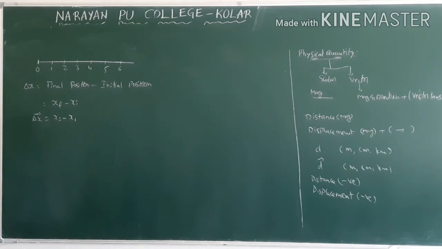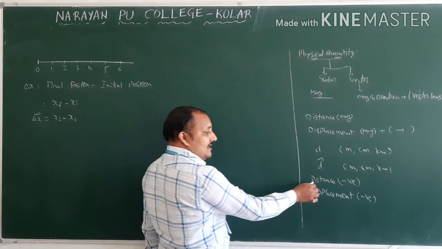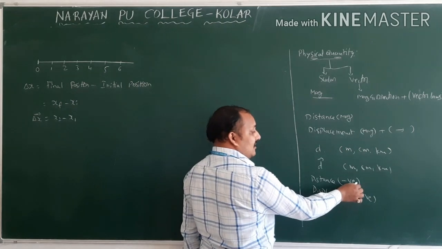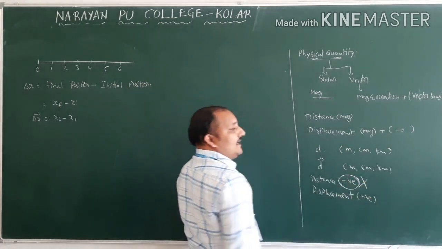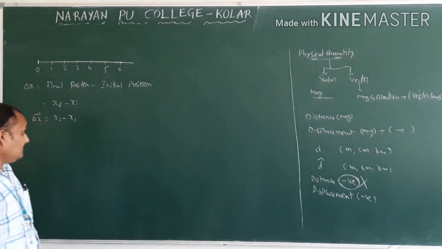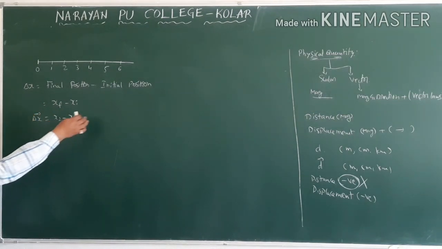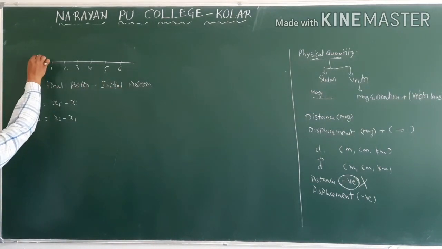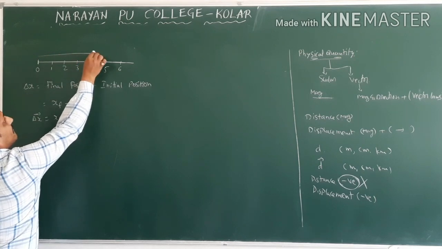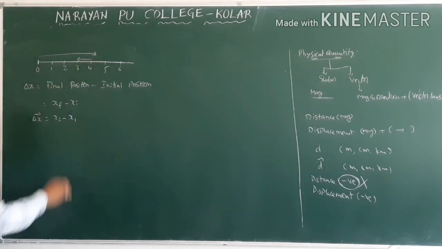But distance cannot be negative. Now we will see whether displacement will be negative or not. Here I wrote distance, is it negative or not? That's all. So distance cannot be negative. Now you will see displacement. For this I gave one example there. Same example: O to A here. Next we move from A to B.